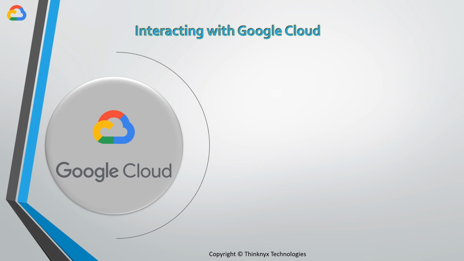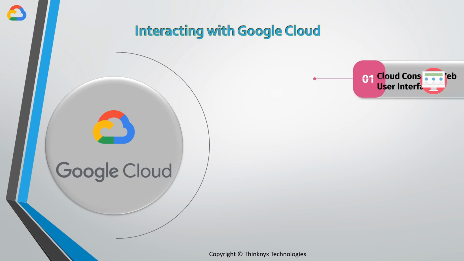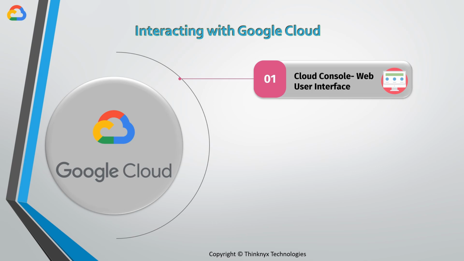Google Cloud provides a wide range of cloud services and tools for building, deploying, and managing applications and infrastructure in the cloud. Here are some of the ways. Console. The Google Cloud Console is a web-based interface that allows you to manage your Google Cloud resources visually. You can create and manage virtual machines, configure storage, set up networking, create databases, and more. It provides an intuitive way to interact with Google Cloud services.